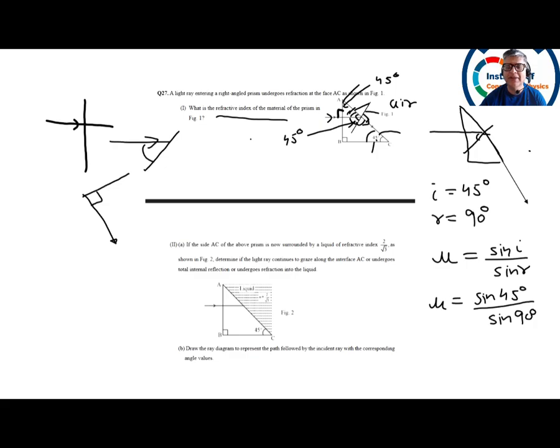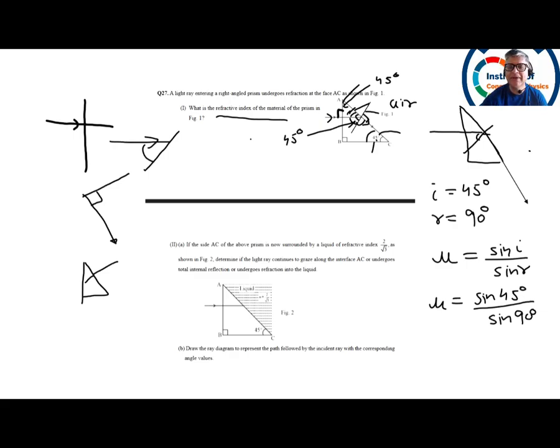But in this formula, remember, what is the value of mu? If you consider a normal prism like this, the ray of light is entering and getting refracted. So the refractive index is of the medium in which you're entering, right?